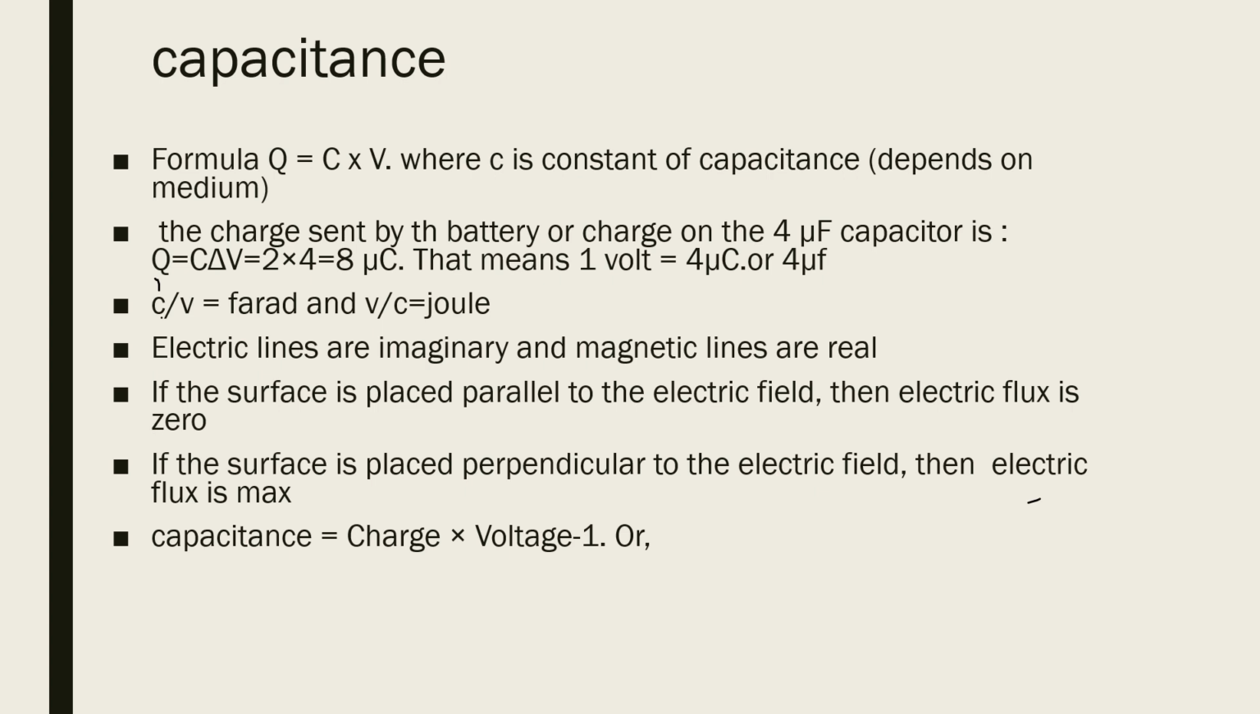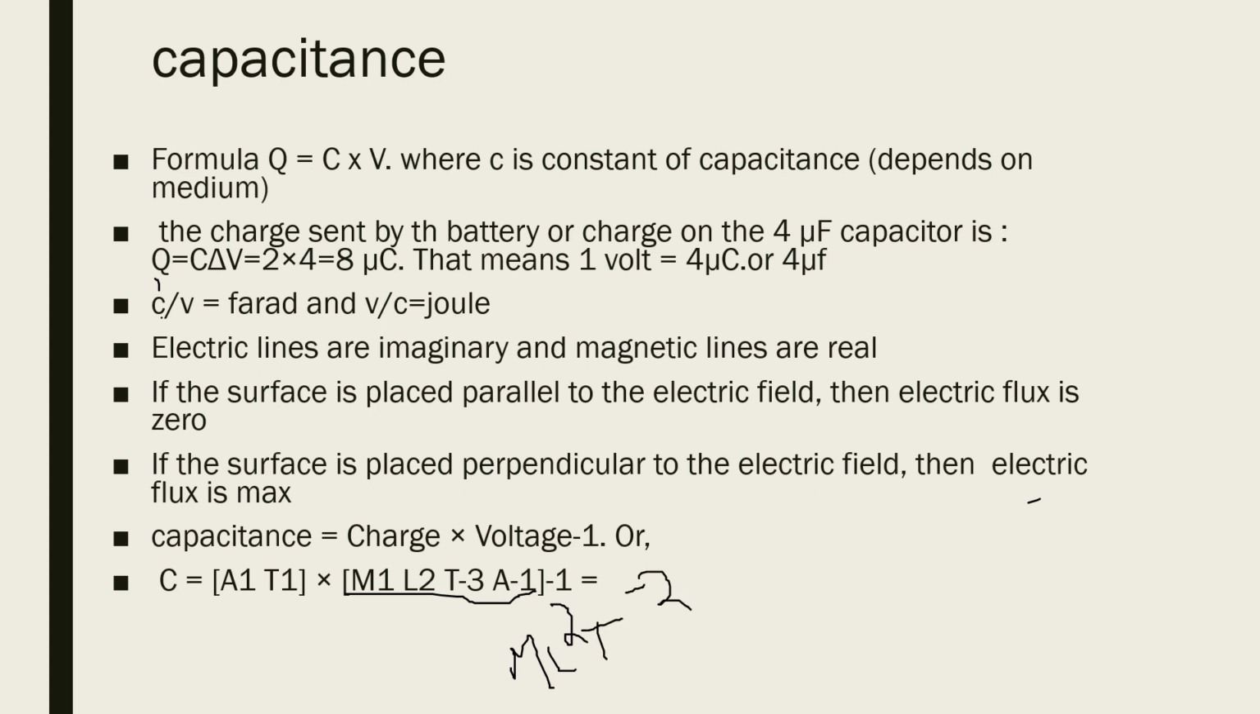After that, the capacitance: charge is equal to capacitance times volt, and the dimension would be C is equal to A squared T to the fourth over M L squared, that is M to the minus 1, L to the minus 2, T to the 4, A squared. Here A shows us ampere.